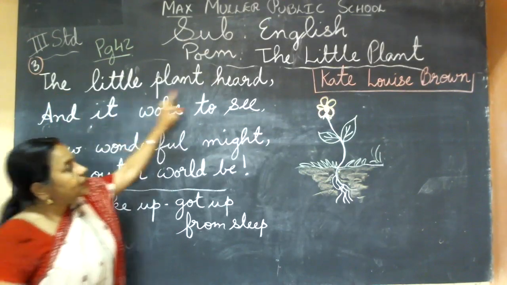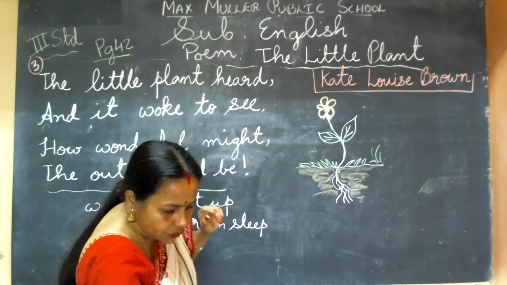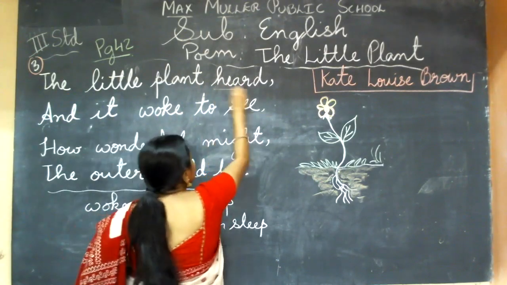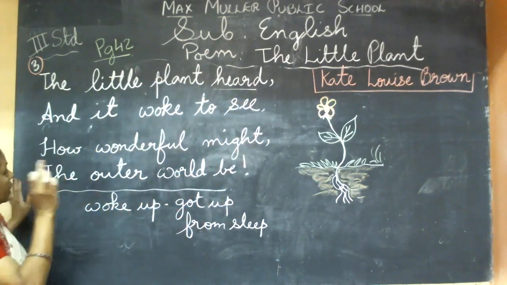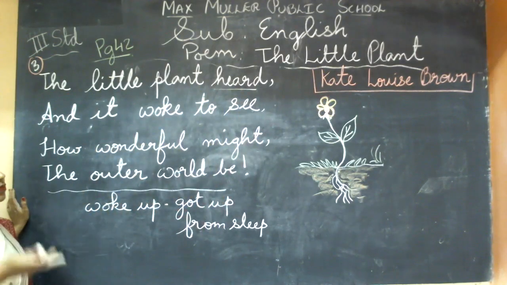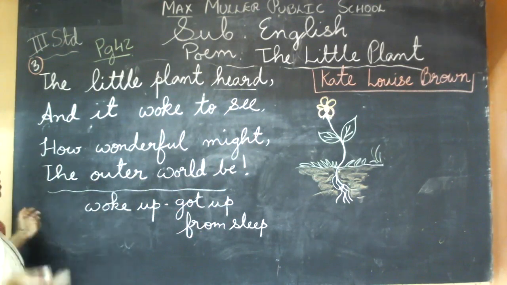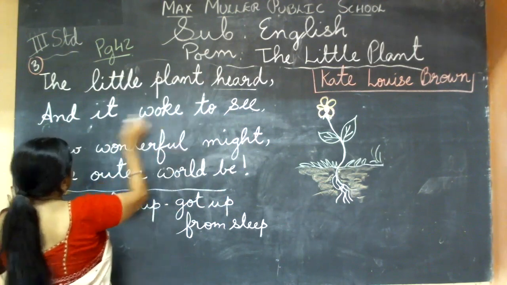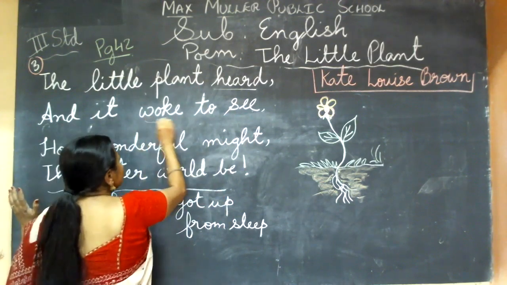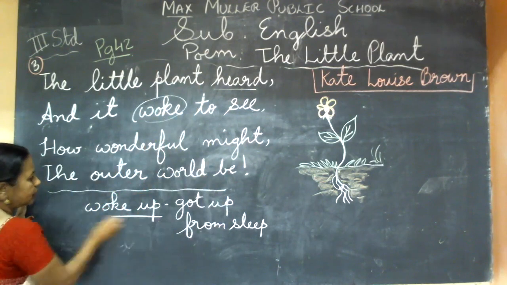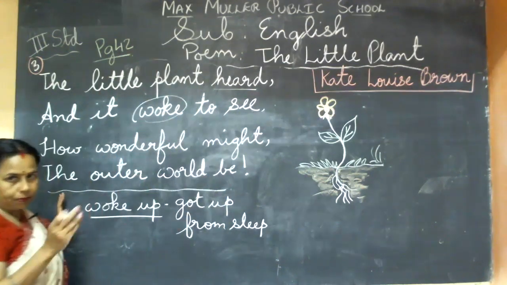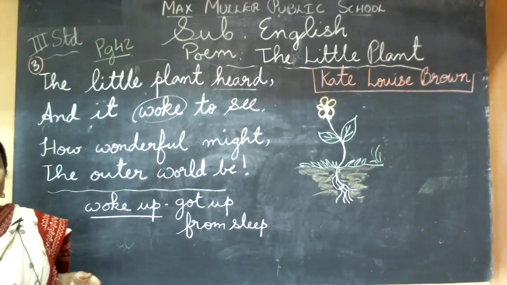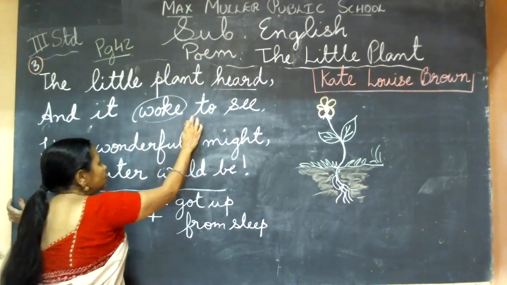The little plant heard. Heard is the past tense of hear. It means it listened. So that little plant inside the seed just heard the voice of sunshine and raindrops. So the little plant heard and it woke to see. Woke means got up from sleep. This is wake, and the past tense of wake is woke. So it woke to see.